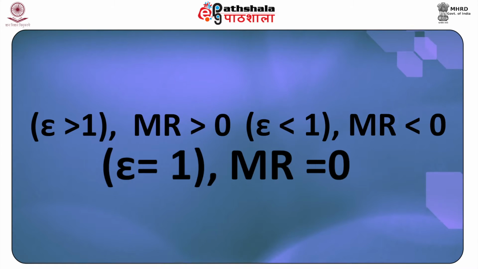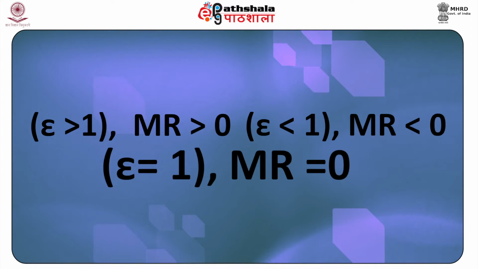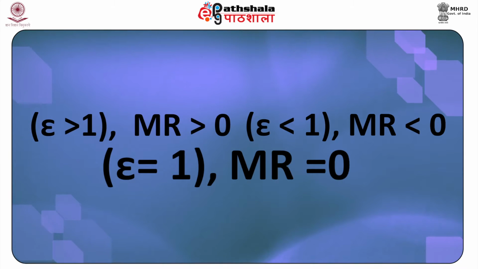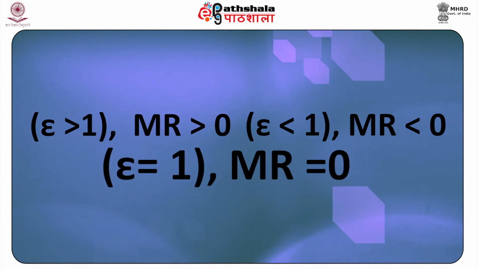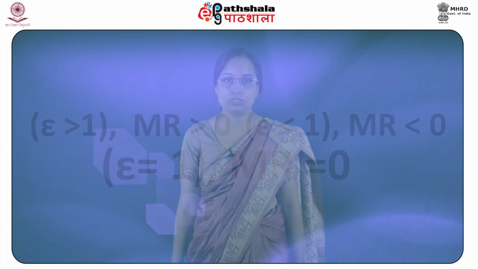Further, we will use the relation between elasticity and the change in TR discussed above and use these to study the relation between elasticity and MR. When demand is elastic, that is ε is greater than 1, MR is greater than 0 because TR rises as Q rises and P falls. When demand is inelastic, ε is less than 1, marginal revenue is less than 0 because TR falls as Q rises and P falls. And when demand is unitary elastic, that is equal to 1, MR is 0 because total revenue does not change as Q rises and P falls.